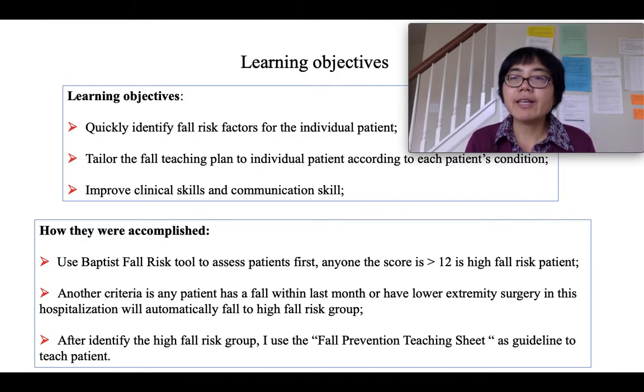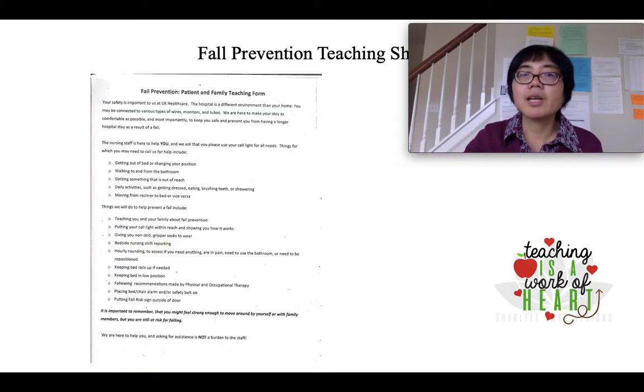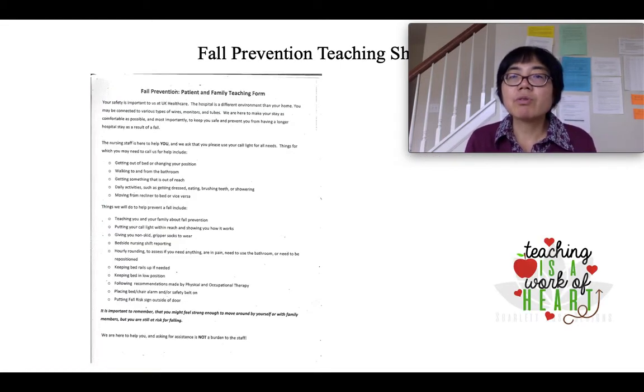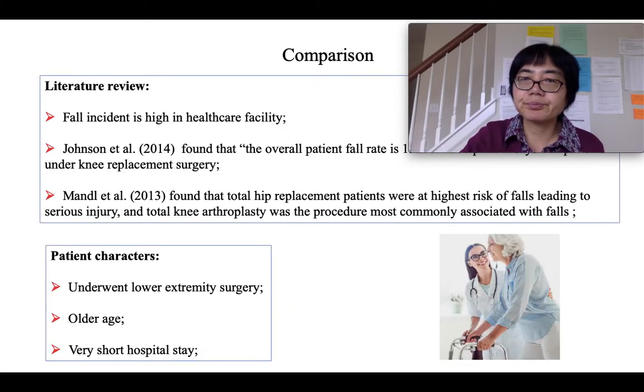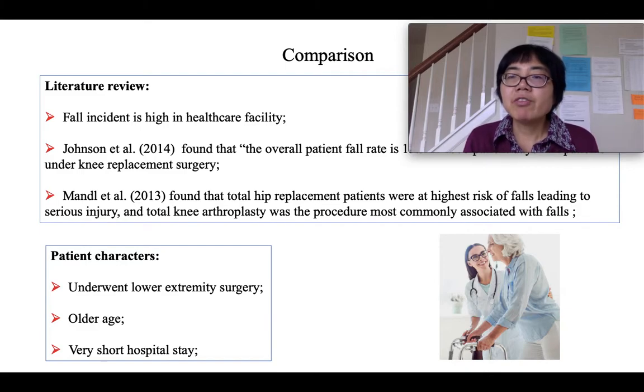After identifying this high fall risk group of patients, I use the fall prevention teaching sheet as my guideline to teach them. This is my fall prevention teaching sheet. Before the project, I also did research. I did some literature review.